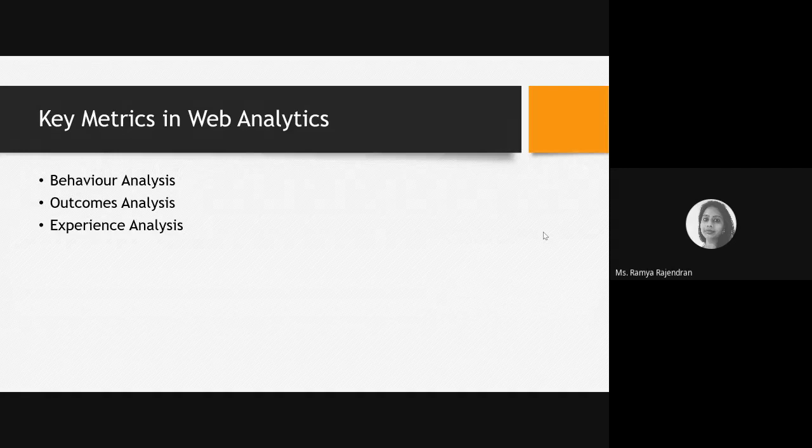Whereas in outcome analysis, you're trying to find out what the user has achieved. I mean, have they bought the product? So we think only in terms of outcomes. Whereas in experience analysis, we talk about whether the users are having a very pleasant experience. I mean, is the website intuitive? These kinds of factors will be tracked in experience analysis.